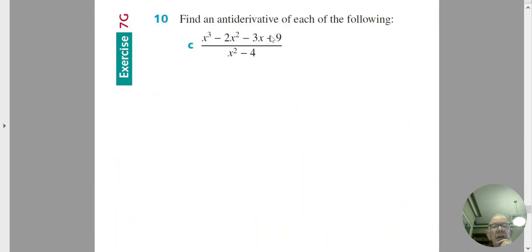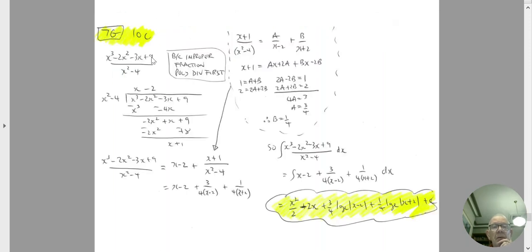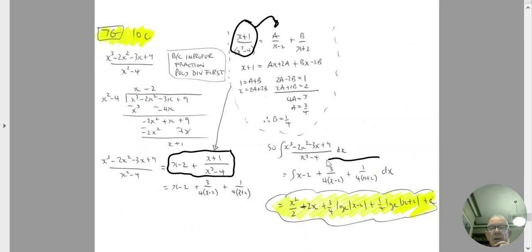Looking at question 7g, I would need to do a polynomial division first. And once I do a polynomial division, I then end up with this. With this, I need to do partial fractions of the x squared plus 1 over x squared minus 4, which gives me this equals these terms. This becomes an x squared on 2, that becomes minus 2x, that becomes a logarithm, and that becomes a logarithm.